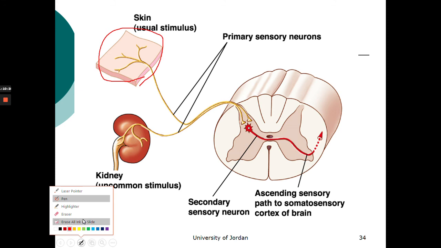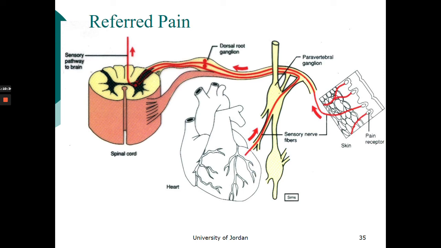So here we can study the areas of referred pain. See, this is the heart. The sensory fibers that are coming from the heart synapse at the same neuron from where the skin of the left upper limb is coming. When it goes to the cerebral cortex, the cortex thinks that the pain is coming from the skin of the left upper limb, because the heart does not have a representation. What's represented in the cerebral cortex is the somatic area, not the visceral area, okay? So this is referred pain.